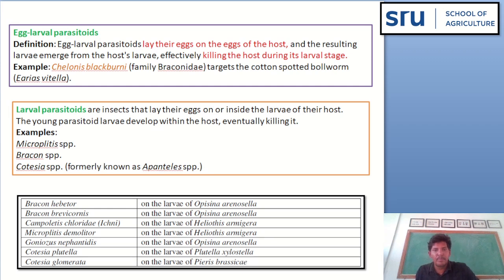Example, Chilonus blackburni belongs to the family Braconidae, and targets the cotton spotted bollworm, that is Earias vittella.